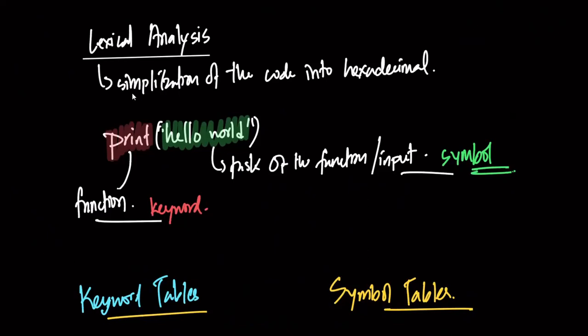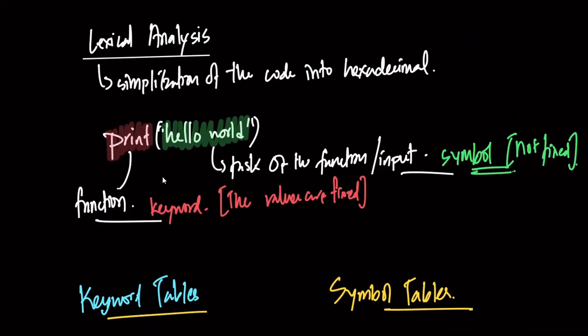So in a keyword table, the values are fixed. You don't need to assign them. And for a symbol table, the values are not fixed. Why are they not fixed? Because obviously the computer doesn't know what you want your program to do. You can print a hello world. You could have written input and then taken input from it.